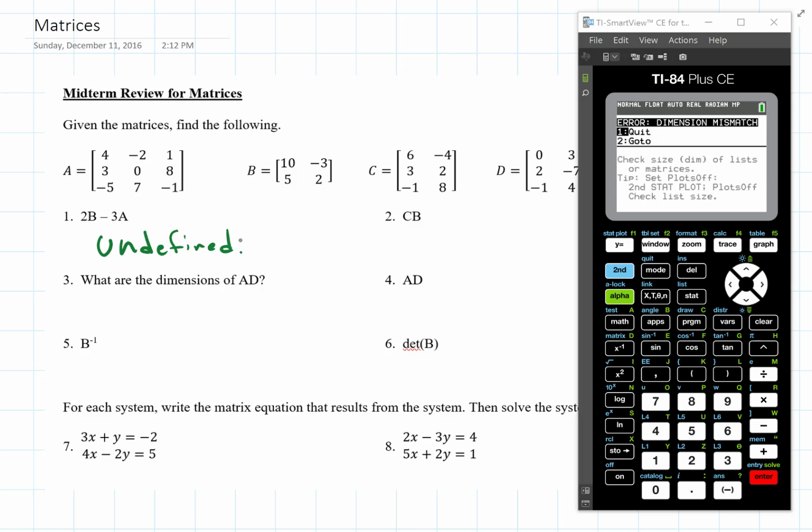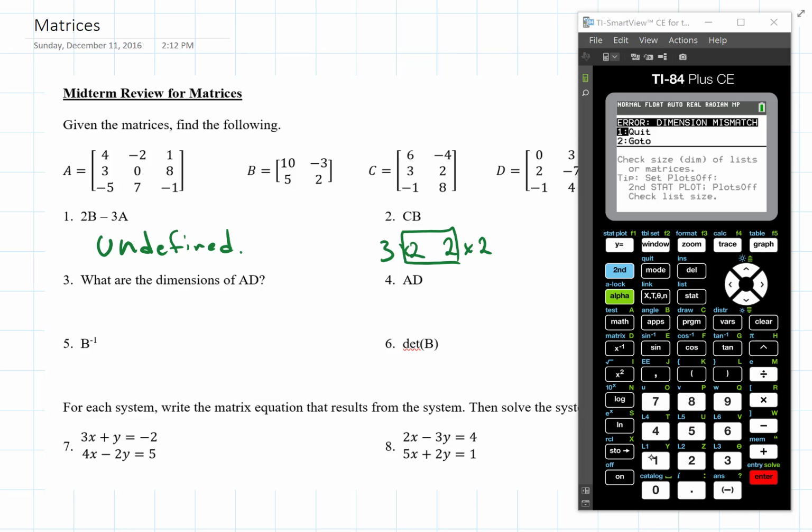All right. Number 2, CB. This is a multiplication. Now, we had another rule for multiplication to determine if it was defined or not. We said we need to take the dimensions of the first matrix, in this case C, which is a 3 by 2 matrix, and write that next to the dimensions of the second matrix, in this case a 2 by 2 matrix. We look at the center numbers, and in order for the product to be defined, those two numbers have to be the same.